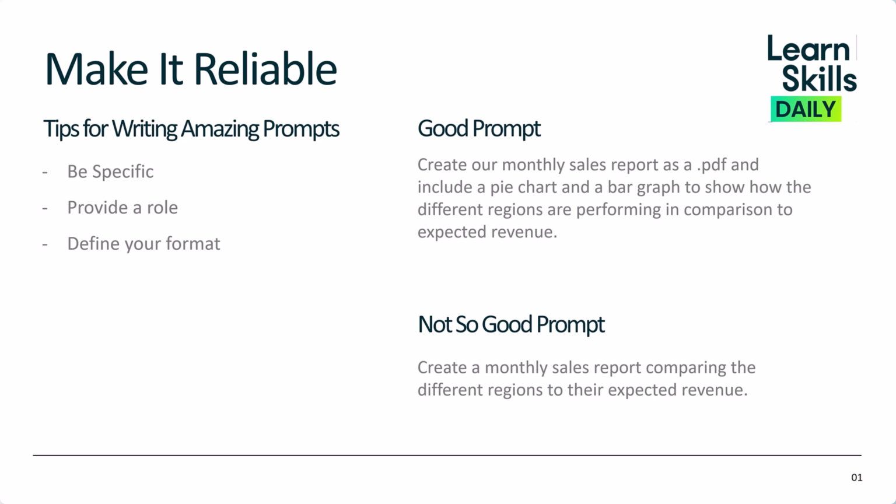Next, define your format. AI is very good at providing data in defined formats, but we need to let the AI know exactly what that format is. Notice in the good prompt, I created our monthly sales report as a PDF and include a pie chart and a bar graph to show the different regions. In the not so good prompt, I'm just telling it to create the sales report comparing the different regions. The difference here, of course, is how I want these results to be displayed. I want it as a PDF with a pie chart and a bar graph. If I don't include that information in my prompt, I'm very likely going to get a result that doesn't quite capture what I'm trying to do with this result.